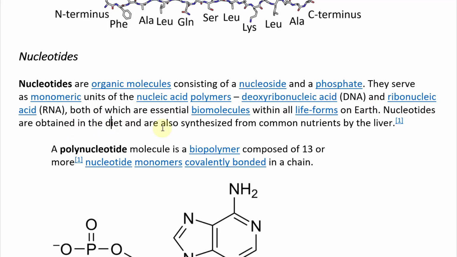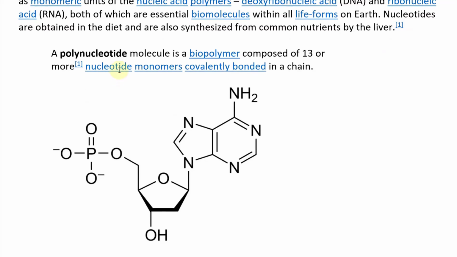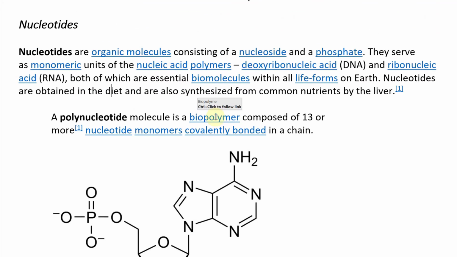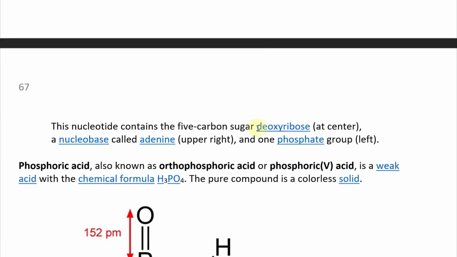Nucleotides are obtained in the diet and are also synthesized from common nutrients by the liver. Going further, a polynucleotide molecule is a biopolymer composed of 13 or more nucleotide monomers covalently bonded in a chain. So you have nucleotides. It consists of a nucleoside and a phosphate, and a polynucleotide is composed of 13 or more of these monomers covalently bonded in a chain. Let's just illustrate this here.